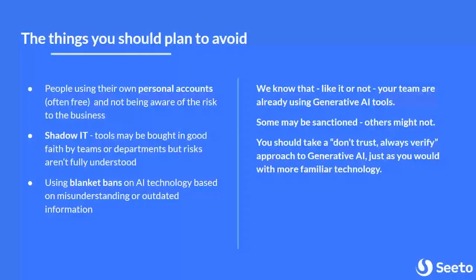So do go out and provide better alternatives. Really the name of the game in avoiding shadow IT is to make sure that you find out the needs of your users and you provide them with something better than they could provide themselves. But also don't use blanket bans on AI technology. Don't just say you cannot use any generative AI, because that prevents some of the creative use and the exploration that your team members will do.